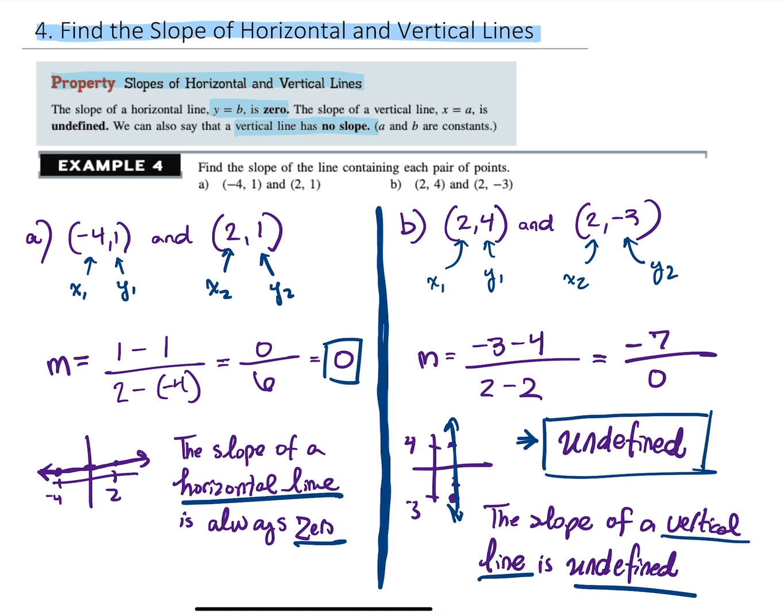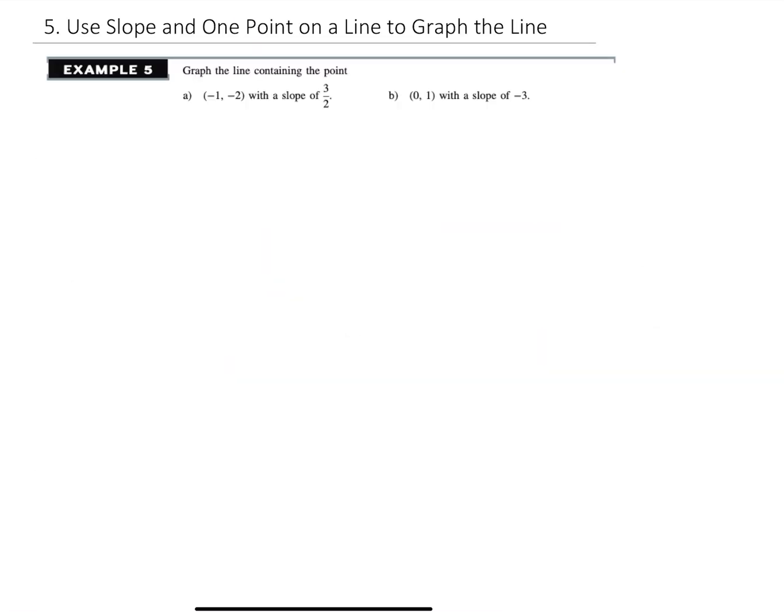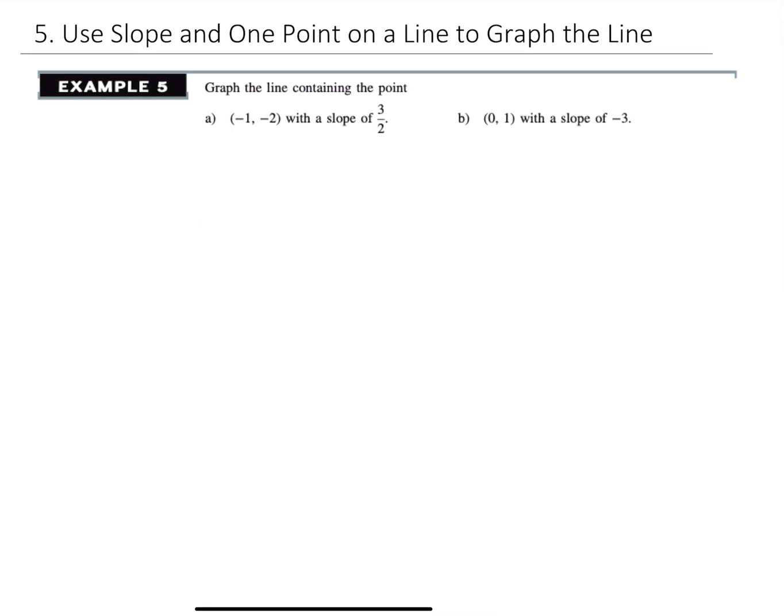So now that we know how to find slope, let's use it to graph a line, since I mentioned before, it's kind of like directions from one point to another. So this will be our last section: using the slope and 1 point on a line to graph the line. Let's look at our first example. And let's remember that the slope is rise over run, or change in y over change in x.